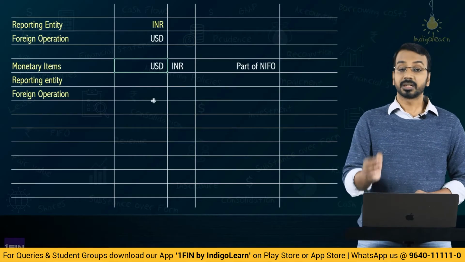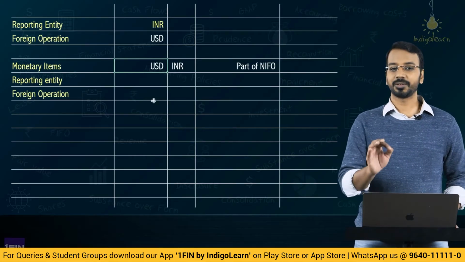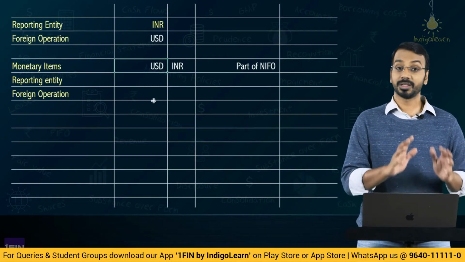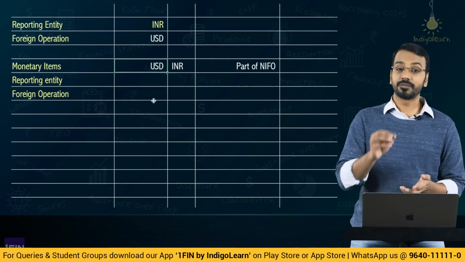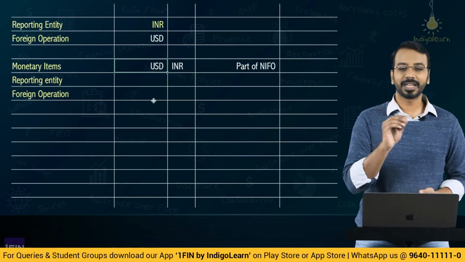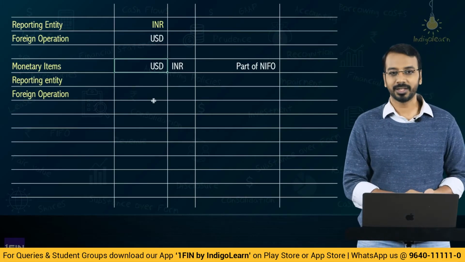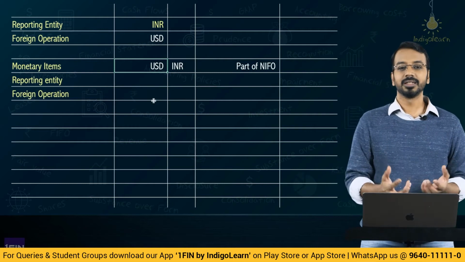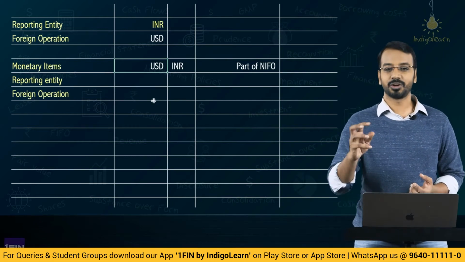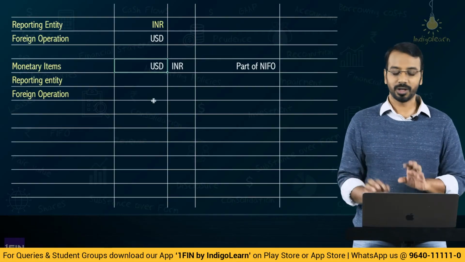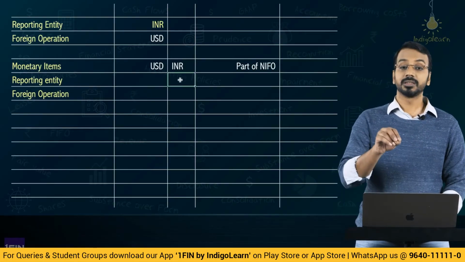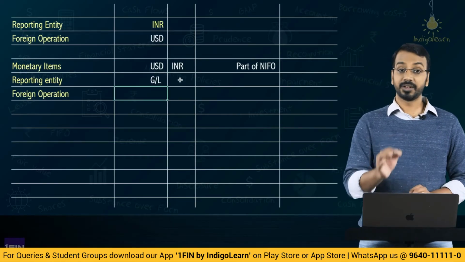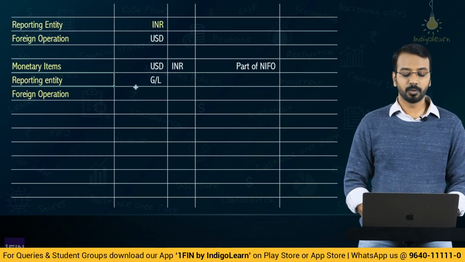Now, say for example, the transaction is designated in USD. In that case, think and tell me, which entity will have an exchange difference gain or loss? If it is designated in USD, will it have a gain or loss impact in the reporting entity's financials or in the foreign operation's financials? See, if it is designated in USD, then in the foreign operation there will not be any translation or restatement. So, no question of gain or loss. Whatever gain or loss happens will happen in the Indian entity. So, here the gain or loss will be booked.